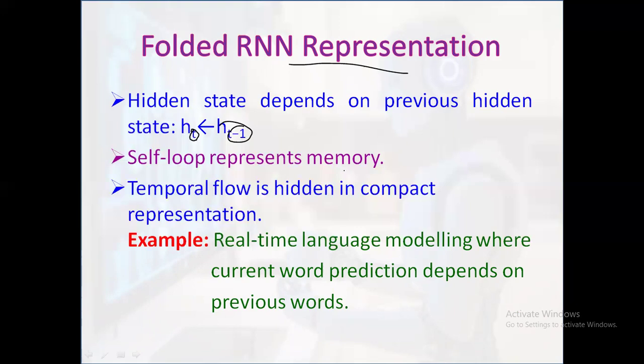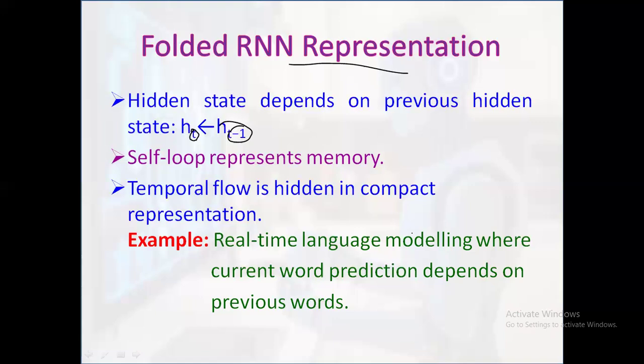This means the self loops in the folded diagram indicate that the network feeds its own output back into itself. The loop is a compact way to represent memory but does not clearly show how information propagates across time. Next, temporal flow is hidden in the compact representation.